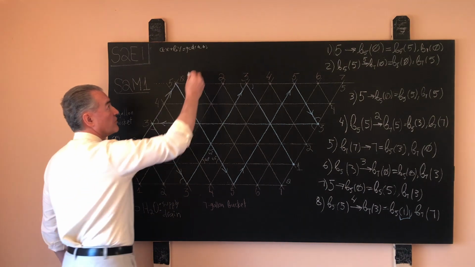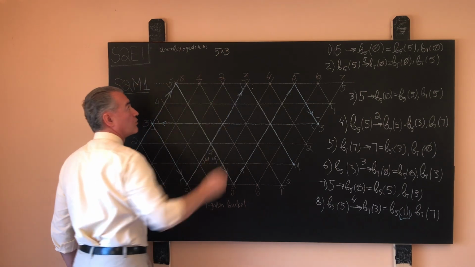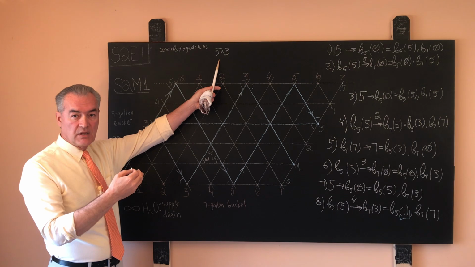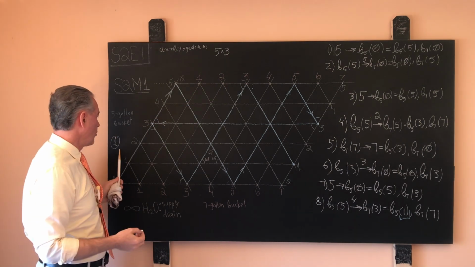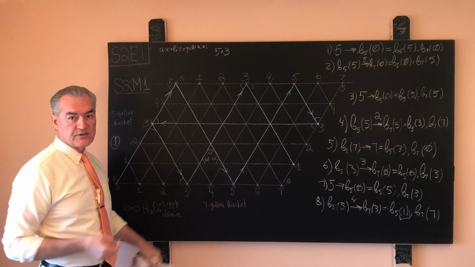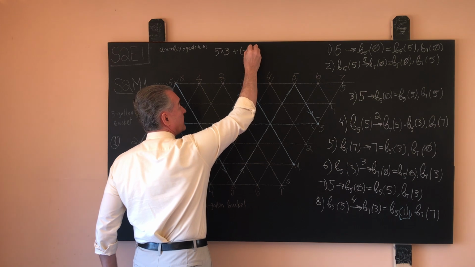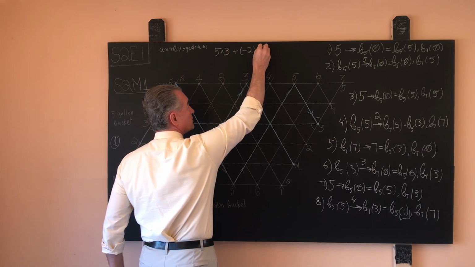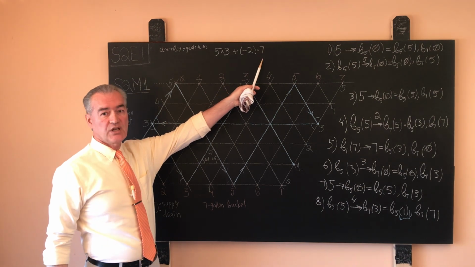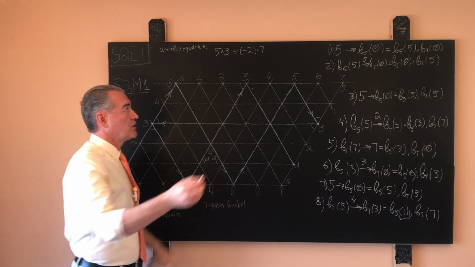Well, it is evident that if we say, for example, 5 times 3 will be what? It will be 15. And we need to manufacture 1. And we're given 7. How can this be done? Well, we can say plus -2 times 7. So 15 plus -2 times 7 is -14. 15 minus 14 is 1.